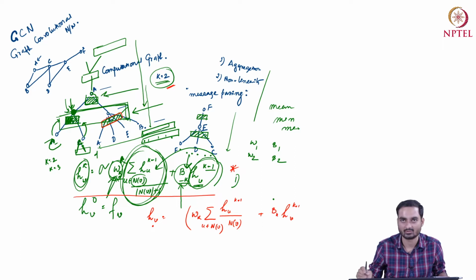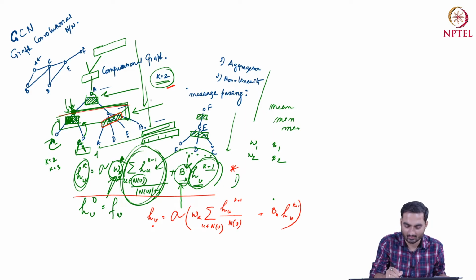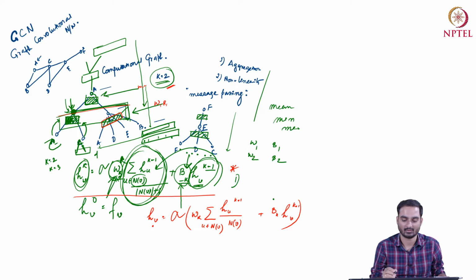We wanted to keep these two things separate, and Wk and Bk are learnable parameters, and the entire thing is passed through a nonlinearity sigma. Okay, this is the idea. And for every depth we have separate W and B. For depth 1 we have W1 B1, for depth 2 we have W2 B2, which we learn.